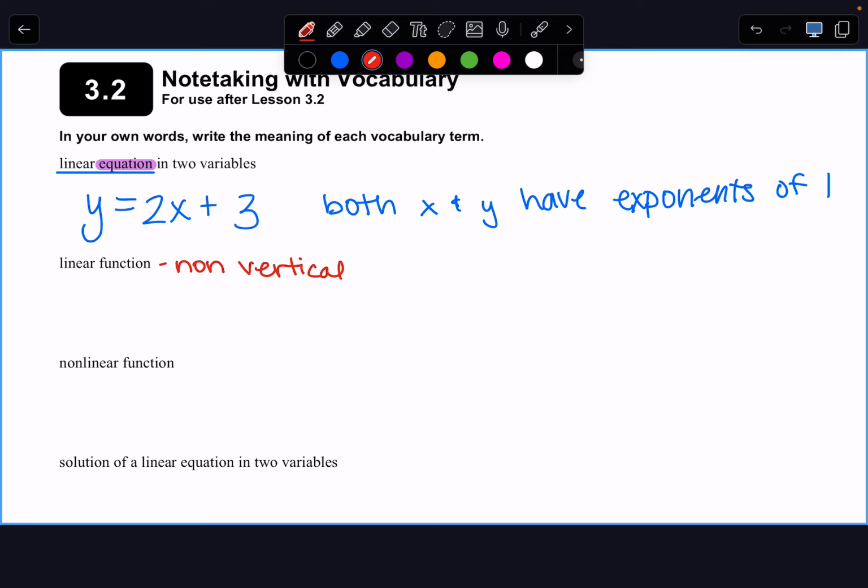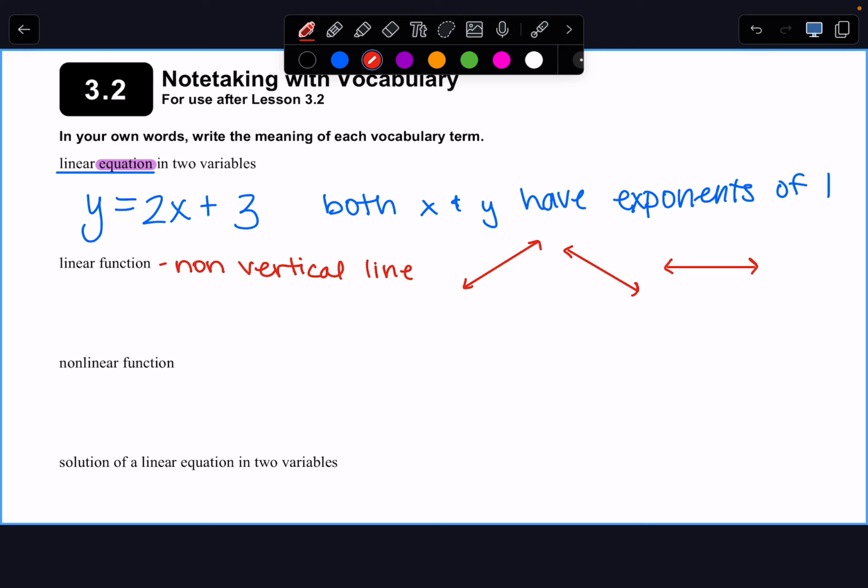Now, if we have a linear function, then we have a non-vertical line. Why am I saying non-vertical? Because it's not vertical. It's horizontal. Okay, but what's true about a vertical line? It doesn't go down. It doesn't go side to side. It fails the vertical line test. A vertical line is not a function because it fails the vertical line test. Okay? So a vertical line isn't a function.